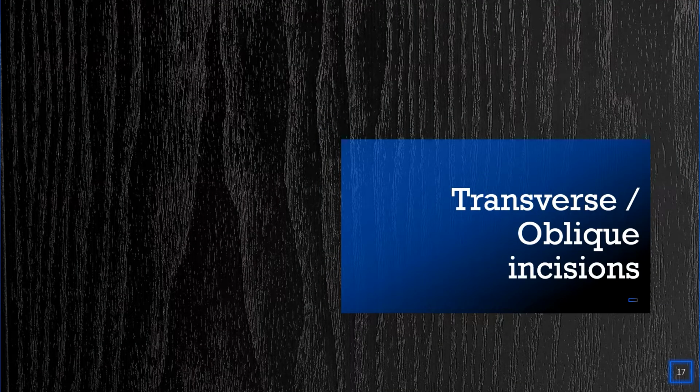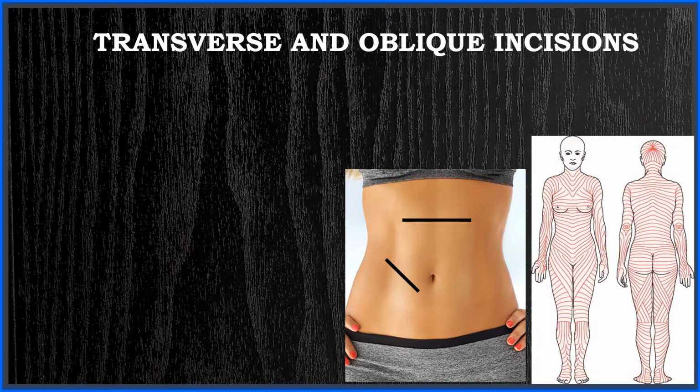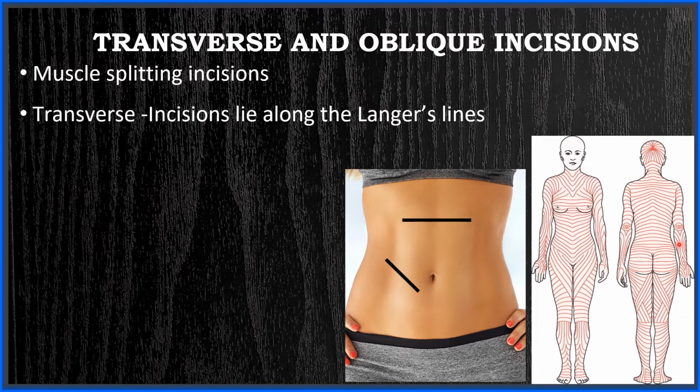Next category, that is the transverse or oblique incision. So transverse incisions are transversely placed. Both transverse and oblique incisions are muscle splitting incisions. You are going to cut through the muscle. Transverse incisions lie along the Langer's line. So what are these Langer's lines?